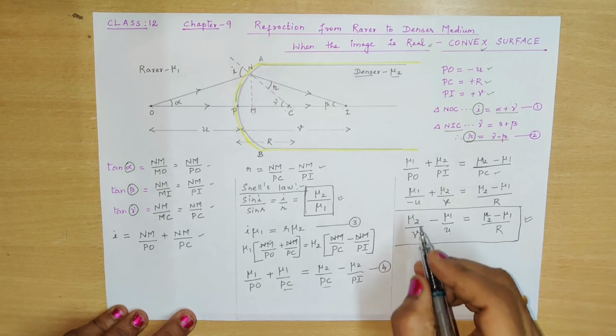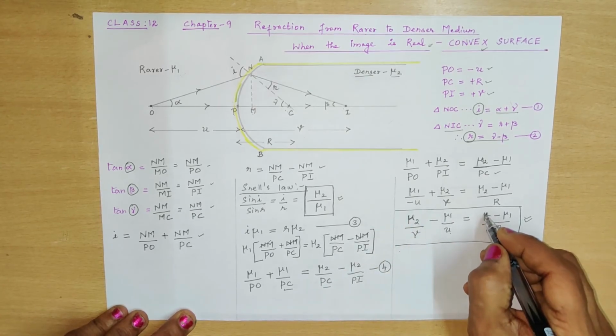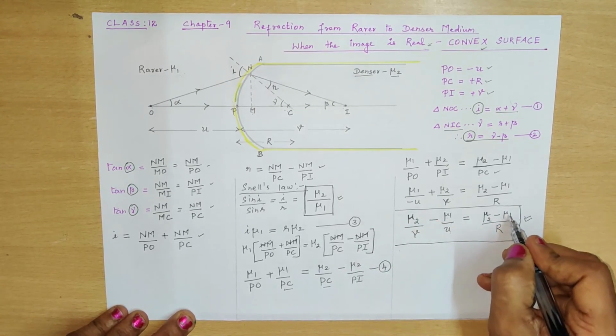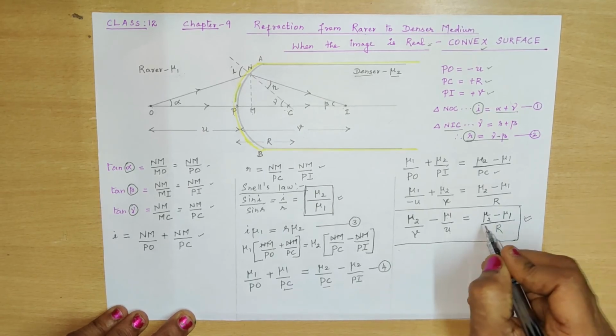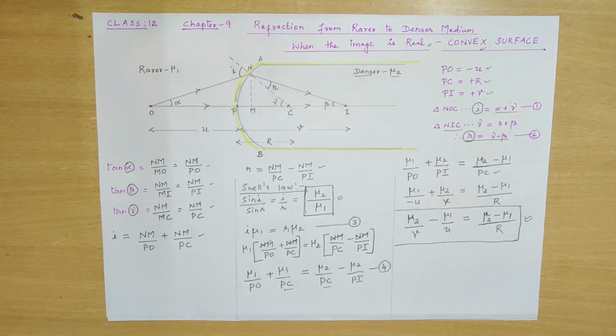And you can also remember the first term which is written is going to be here. The second term is going to be there in all expressions. Okay, so this is a final expression for the refraction from rarer to denser medium when the image is real through convex surface. I hope you understood this concept very well.